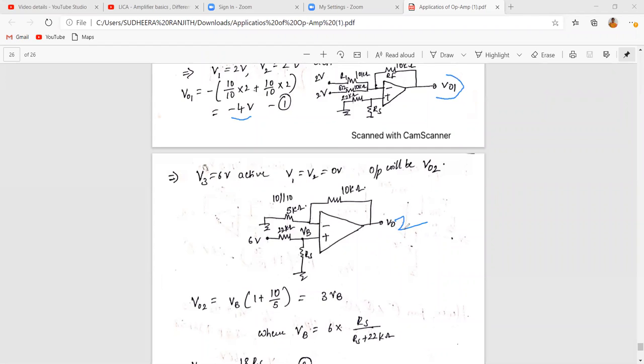Output of this case is V02. What is V02, anyone? It is a non-inverting amplifier. What is the output of this circuit? V02. What is the input? 1 + Rf/R1 times the input voltage. Right. What is the input voltage here? VB is the input voltage. 1 + Rf/R1. Rf is 10 kilo ohms. What about R1? 5 kilo ohms. 10/5 is 2, plus 1 is 3.